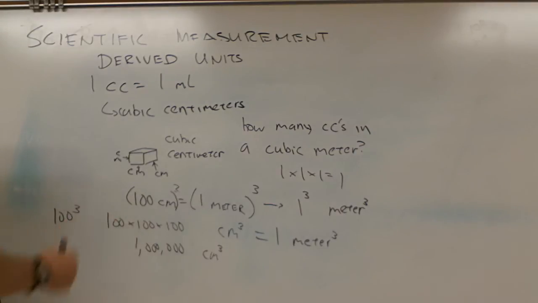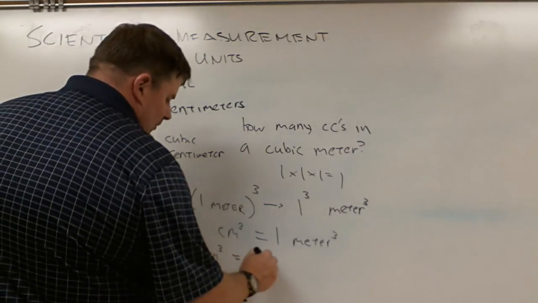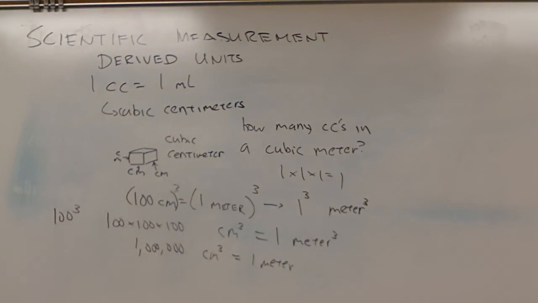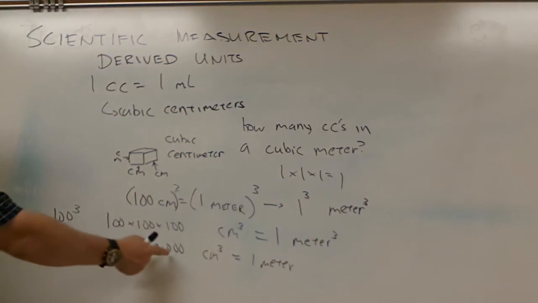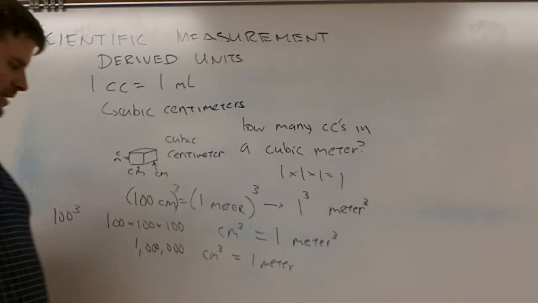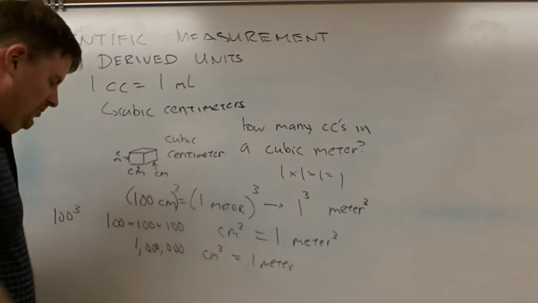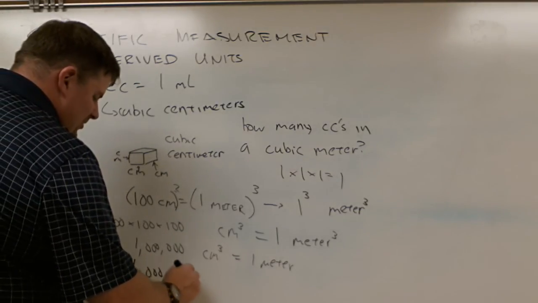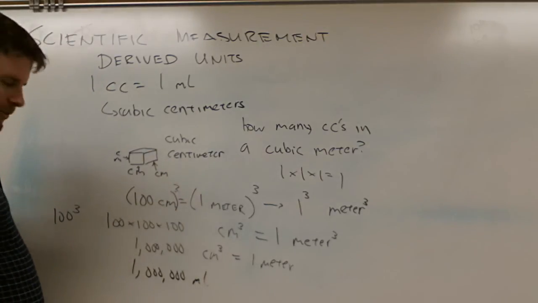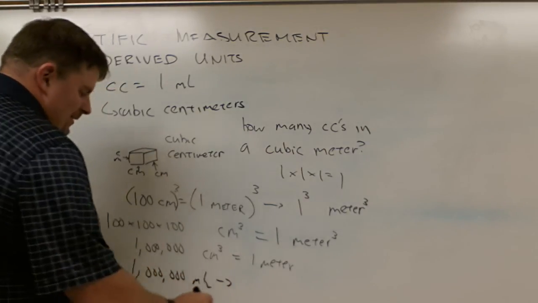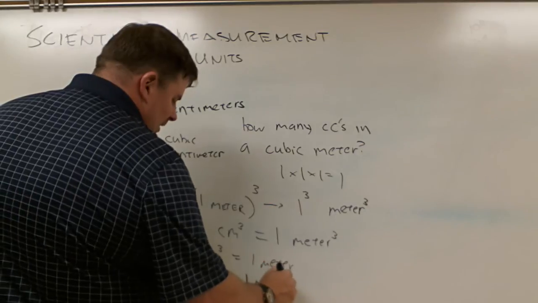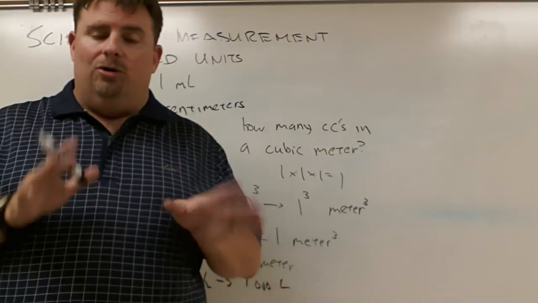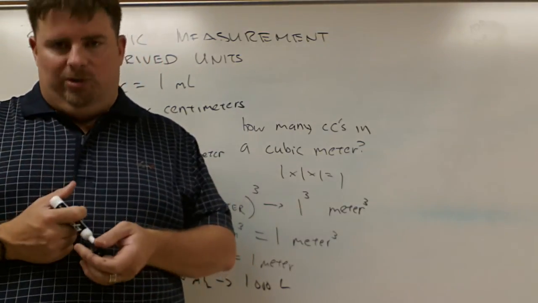1,000, or excuse me, 1 million cubic centimeters is equal to 1 meter cubed. All right? How many liters is that? It's 1,000 centimeters cubed. We know that this is also a milliliter. So I've got 1 million milliliters. And how many liters is that? That's 1,000 liters. Don't make this mistake of trying to keep things linear when they become derived units.